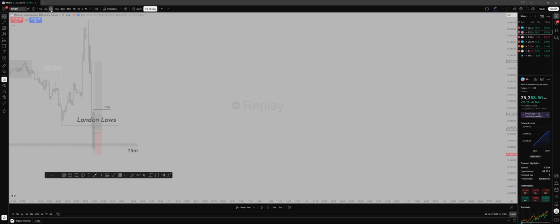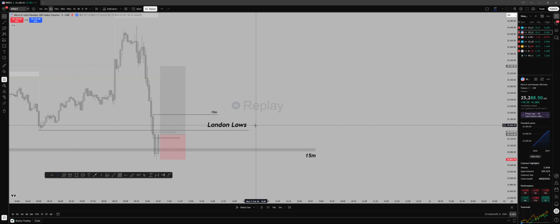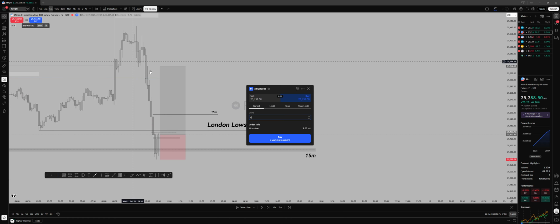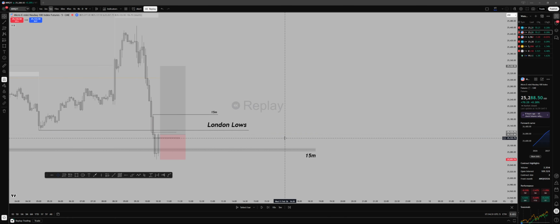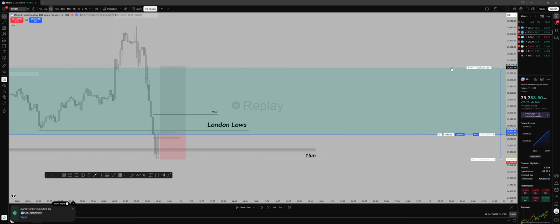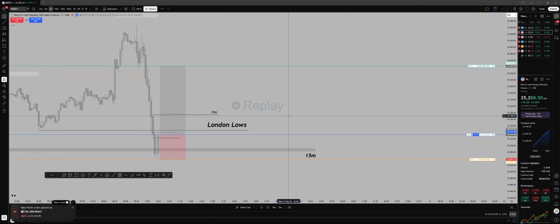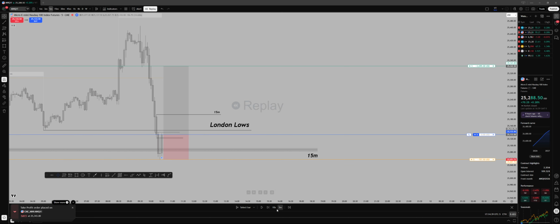That's our 15-minute, and I'm going to go ahead and enter a position right here. So go ahead, however much you want. Stop loss at the low, TP at the high, and let's just see how it plays out.